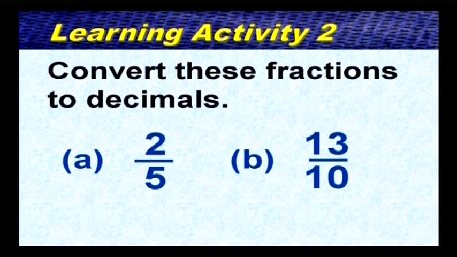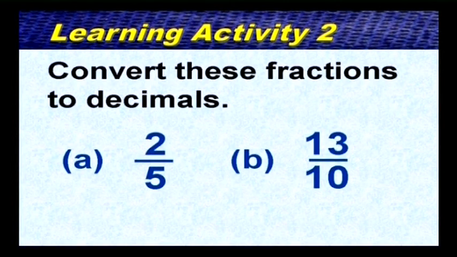Okay, 2/5. Change 2/5 into a decimal number. Emmanuel? Okay, let's try Emmanuel. 0.4. Okay, he says 0.4. All right. Emmanuel, how did you get 0.4?